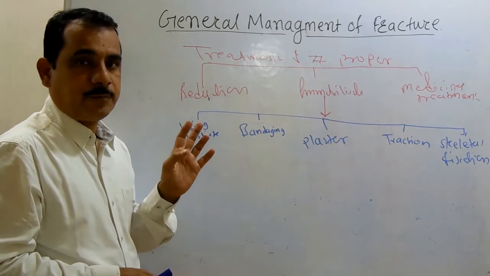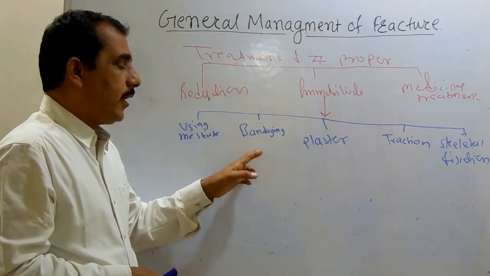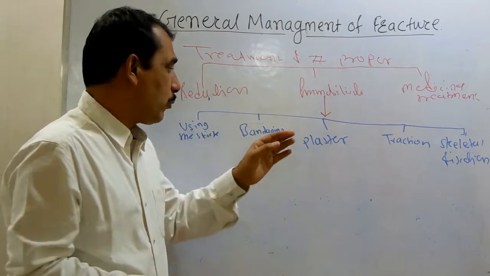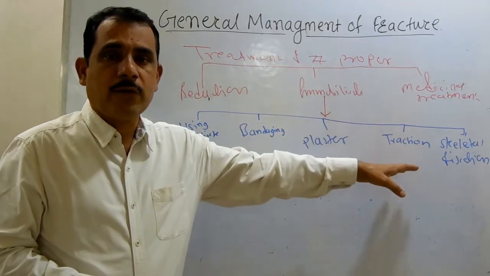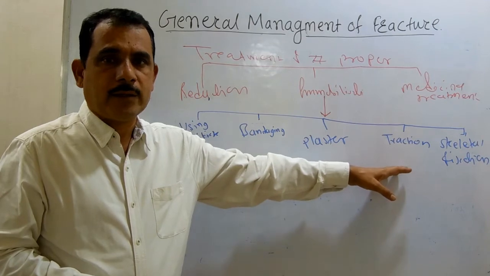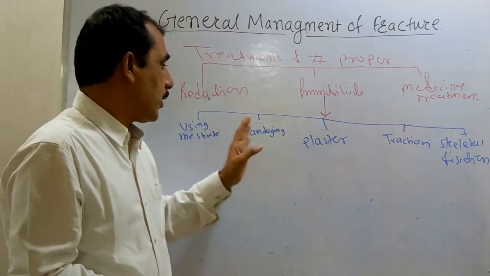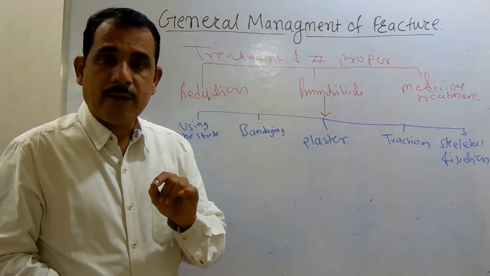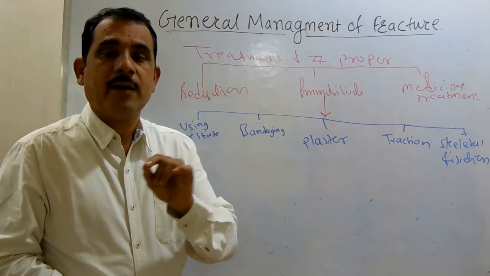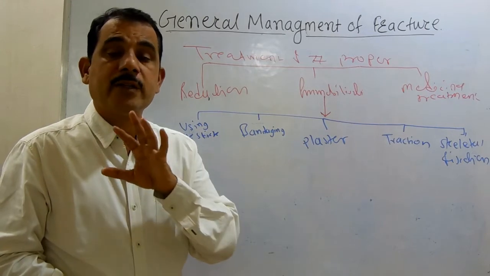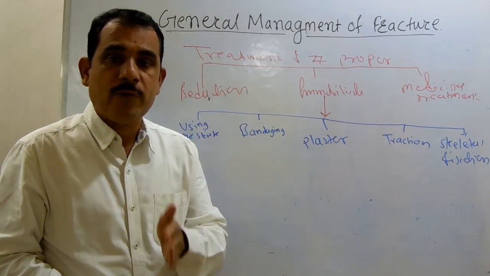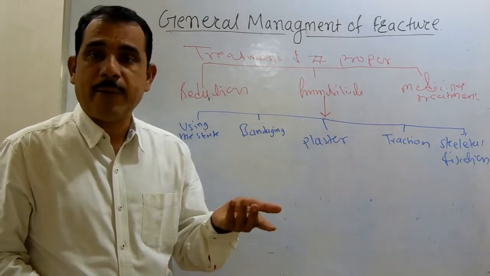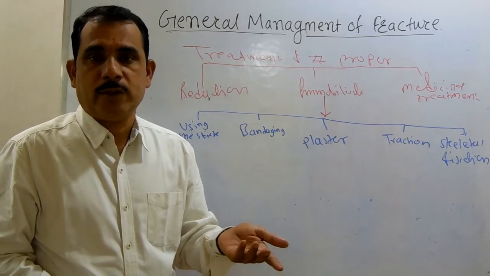Then bandaging. Bandaging can be used in cases where the fracture is what? A minor crack, where there is no need for going to plaster or further methods. So you can use bandaging where the fracture is a simple crack or incomplete fracture that doesn't require rigid immobilization. Different kinds of bandage are used. Simple bandaging or the crepe bandage can be used.